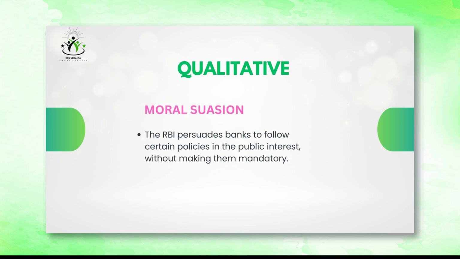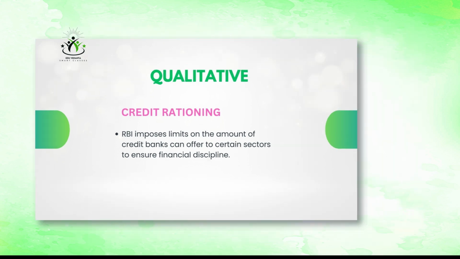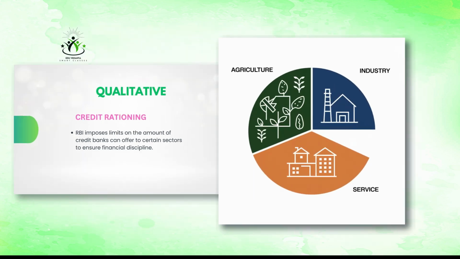Moral suasion. The RBI also uses tools like moral suasion, where it advises banks to follow policies in the public interest. Additionally, credit rationing involves limiting credit flow to certain sectors to maintain financial discipline. It helps to develop certain sectors selectively.